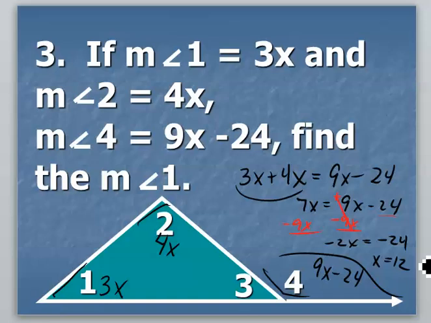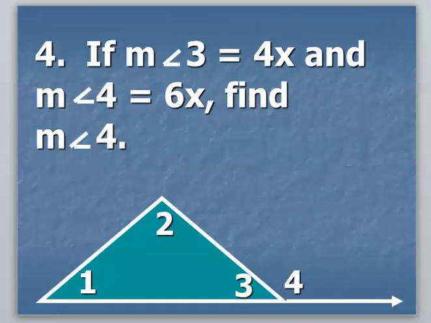The problem asks me to find the measure of angle 1, so I'm going to go back and plug this in. 3 times 12 means the measure of angle 1 is 36 degrees. Again, stick with either using the degree symbol or not, just in case it looks like a 0, so I know which one you're using.